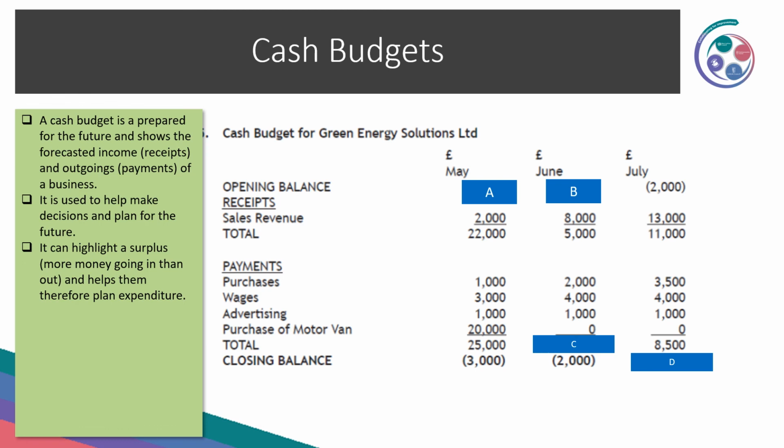But it can highlight a surplus. And a surplus is when you have more money coming in, so it's positive, you've got a positive balance. And if you can identify the month or the months that you have got a surplus, then it helps you plan for the expenditure. So when would be the appropriate month to invest in machinery, for example.